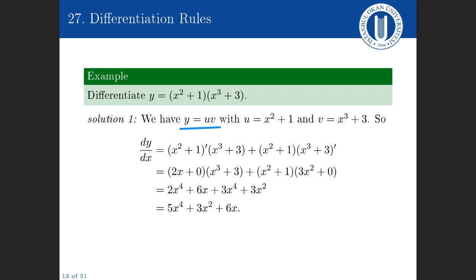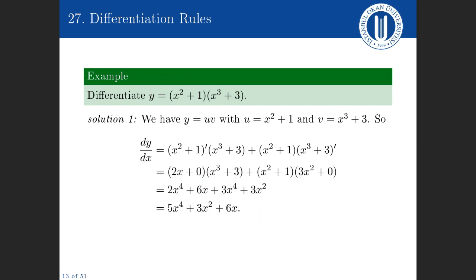So using the product rule, dy/dx is, we differentiate the first function, leave the second function as it is, then do plus, leave the first function unchanged, and then differentiate the second function. The derivative of x squared plus 1 is 2x plus 0, and the derivative of x cubed plus 3 is 3x squared plus 0. Multiply all this out, and I'll leave that for you to check. We end up with 5x to the power 4 plus 3x squared plus 6x.